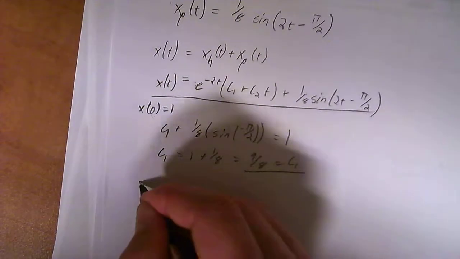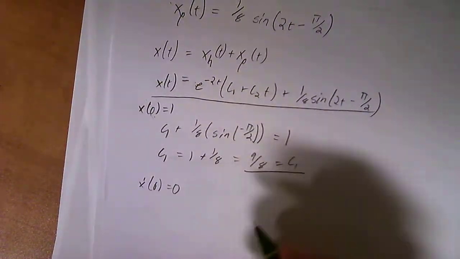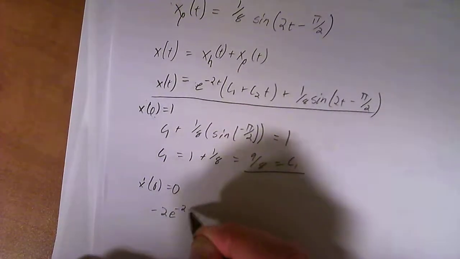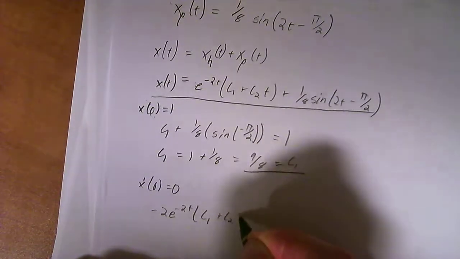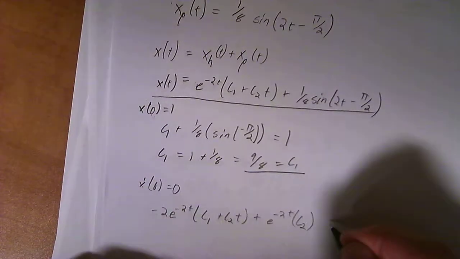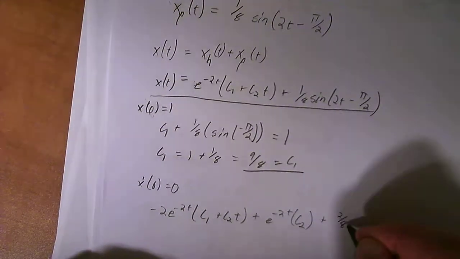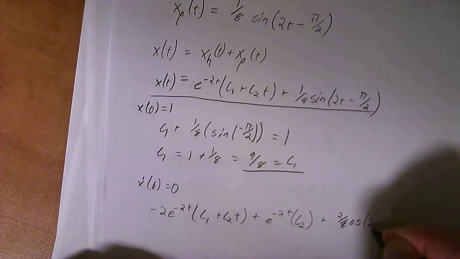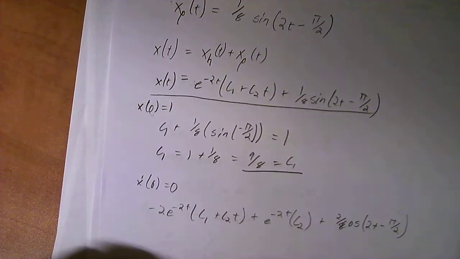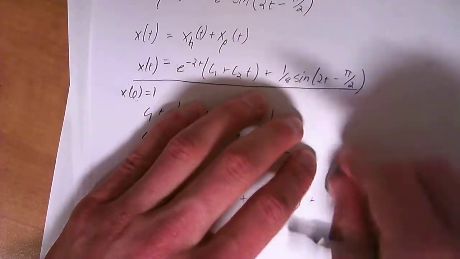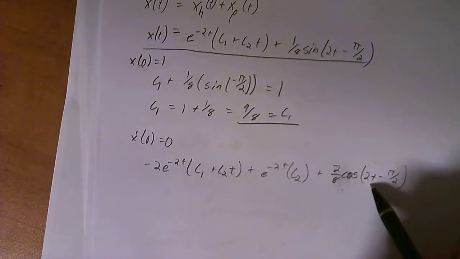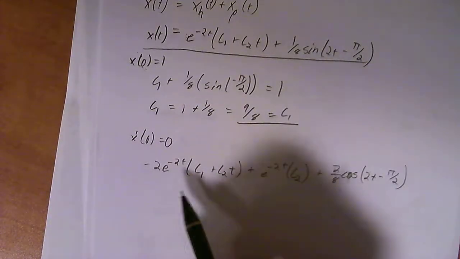So then at x dot of 0 equal to 0, we actually have to take the derivative of this equation now. And if you do that, you get negative 2e to the negative 2t of (C1 plus C2 t) plus e to the negative 2t of C2 plus 2 over 8 cosine of (2t minus pi over 2). Okay. Whoops. It's not very clear. 2 over 8 of cosine. And the 2 is the derivative of this 2 in here. So it's a combination of power and product rules.